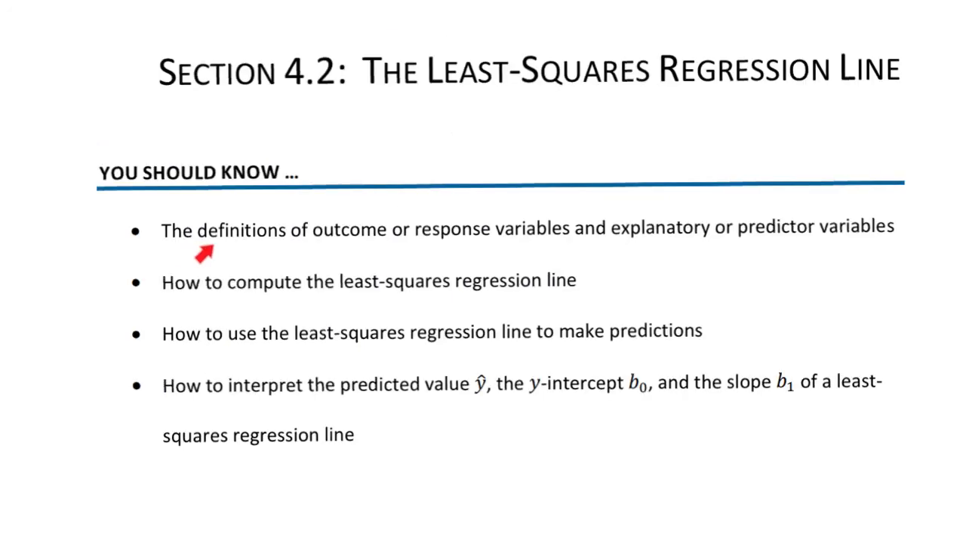In this section, you learn the definitions of the outcome or response variables, explanatory or predicted variables, and you learn how to compute the least square regression line and how to use the least square regression line to make prediction, and how to interpret the predicted value, y hat, y-intercept and the slope of the least square regression line.